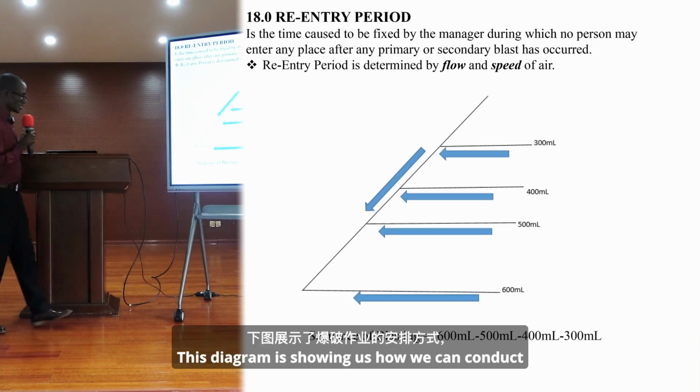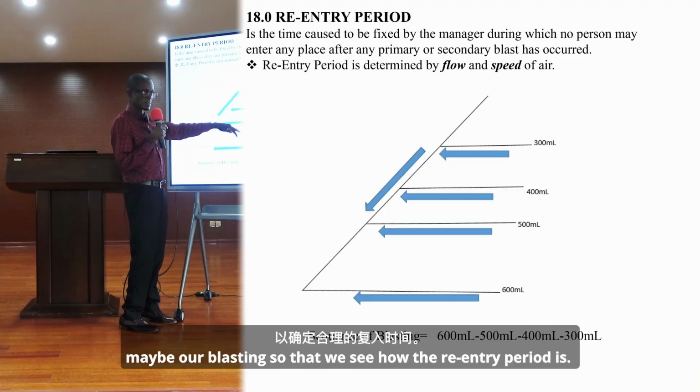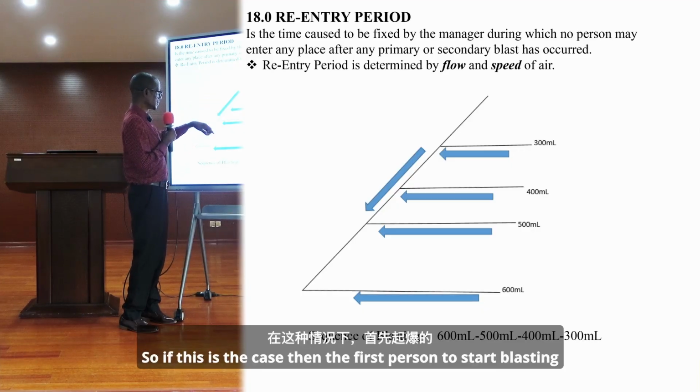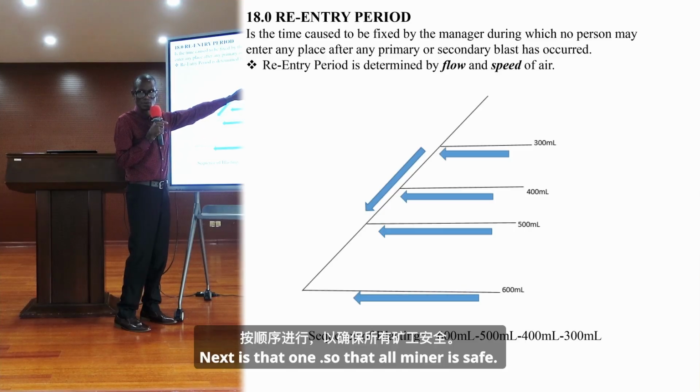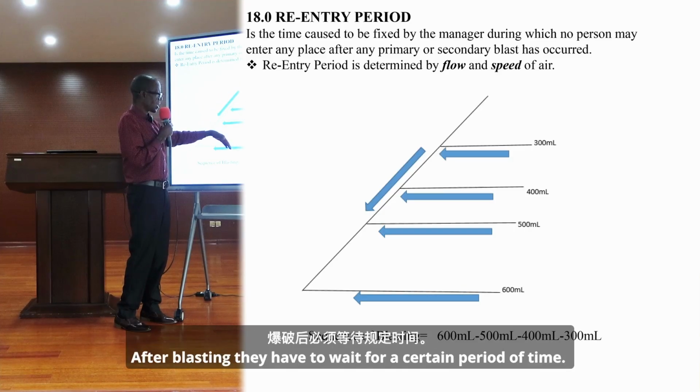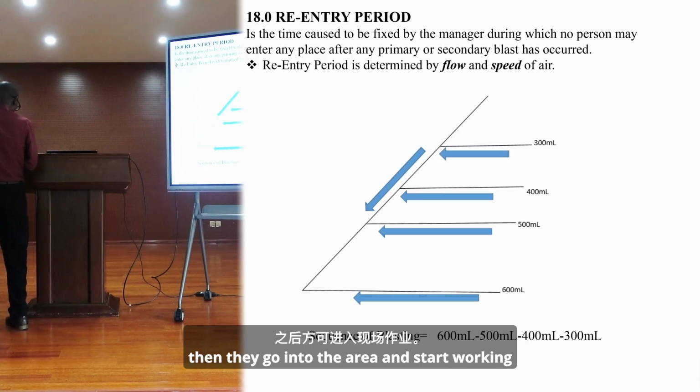This diagram is showing us how we can conduct our blasting so that we see how the re-entry period works. So if this is the case, then the first person to start blasting will be the one below here. Then next, it's this one who is going to blast. Next is this one. Next is that one. So that all men are safe. After blasting, they have to wait for a certain period of time. If it is 1 hour, they wait for 1 hour. Then they go into the area and start working.